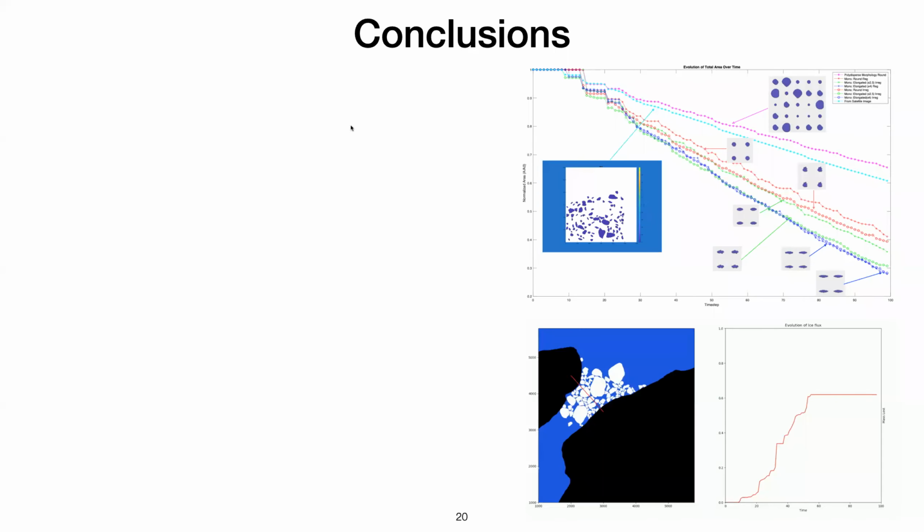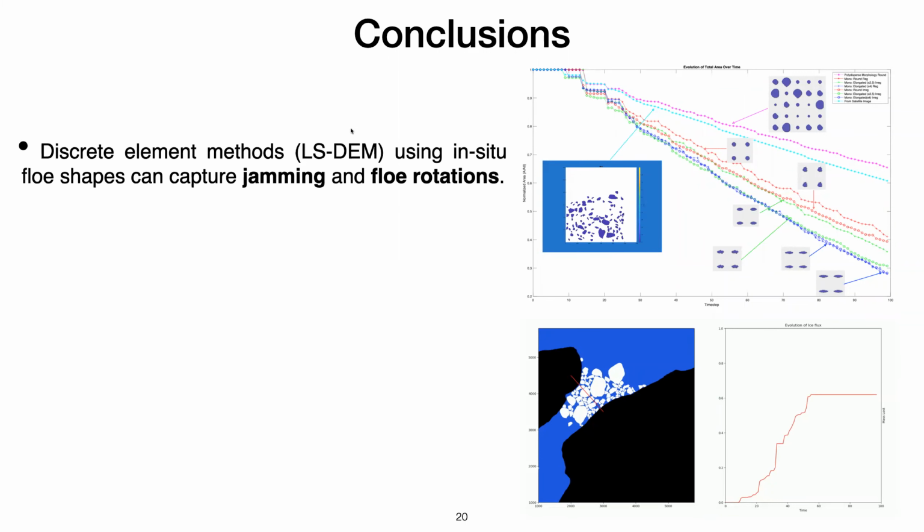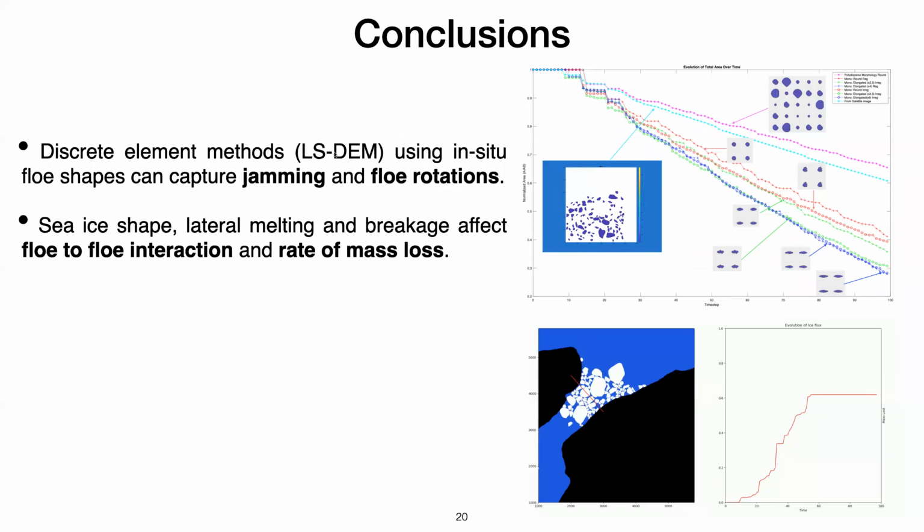So as a conclusion for this presentation, we could see that discrete element methods that use in situ floe shapes can capture particular granular phenomena, such as jamming, such as the effect of floe rotations given uneven distribution of moment of inertia. Also, we were able to observe that sea ice shape, lateral melting, and breakage can affect the floe-to-floe interactions and the rate of mass loss.